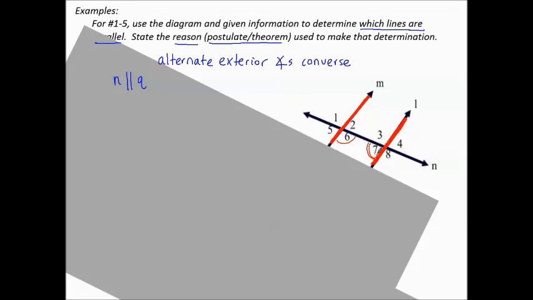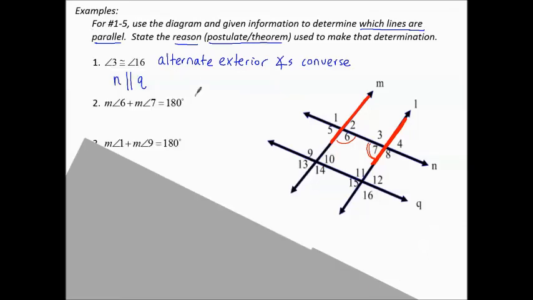Now notice the two lines being crossed by the transversal. Inside, in between those lines, are angles 6 and 7. So these are interior angles. And because here's the transversal, these are on the same side of the transversal. So these are consecutive or same side interior angles. Let's write that down.